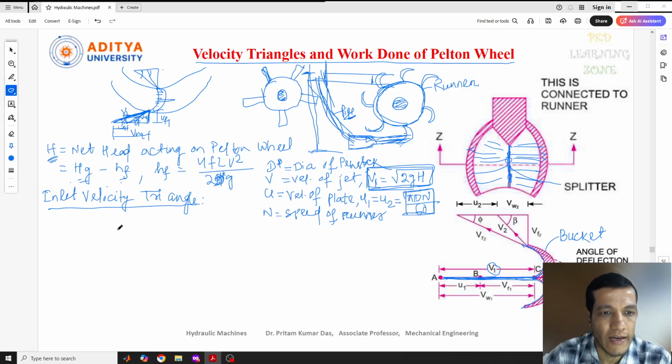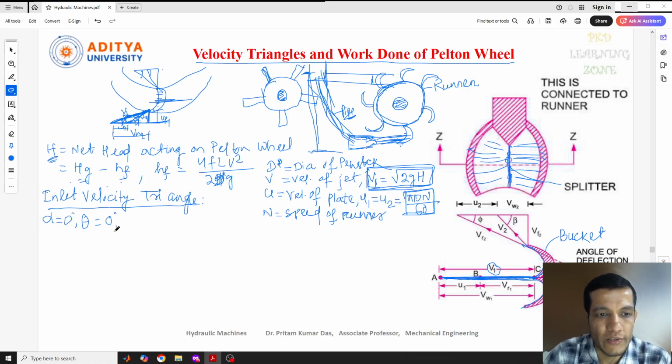Now we'll see the inlet velocity triangle. As I told you, there will be no triangle at the inlet condition. Previously, I told you that the impact of the jet at one point on the plate makes an inclination to the direction of the plate, and that inclination is alpha. But in this condition, the jet strikes at the middle, so the alpha angle is 0. Similarly, theta is the angle between the relative velocity and the direction of the plate, and this is also 0 degrees.